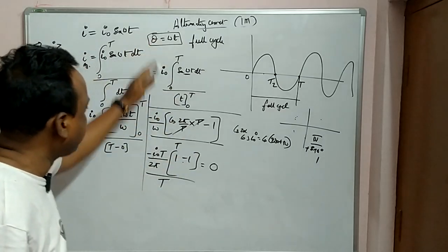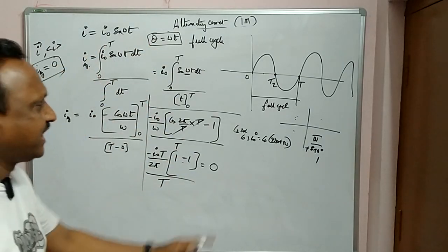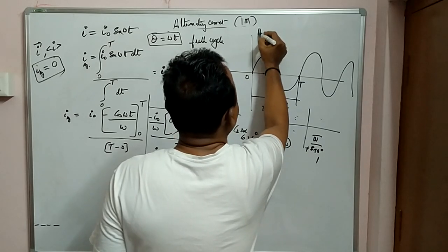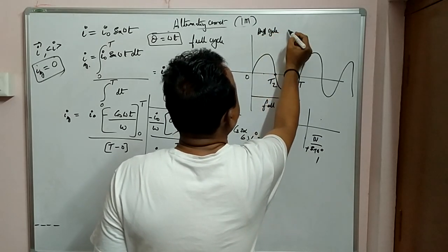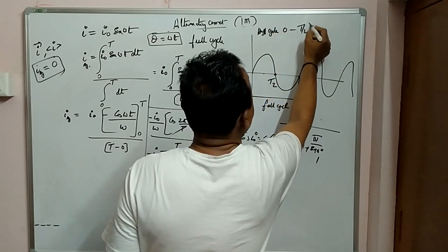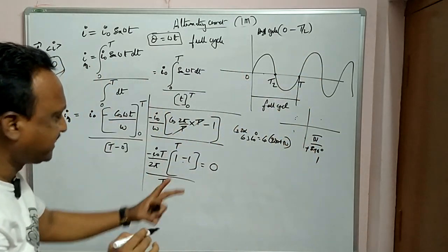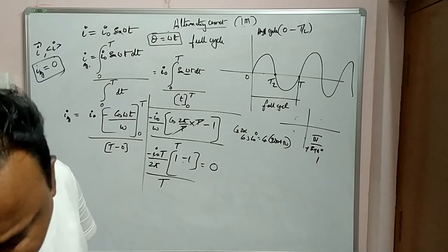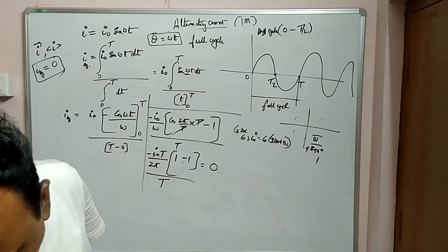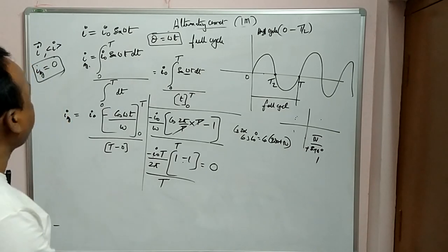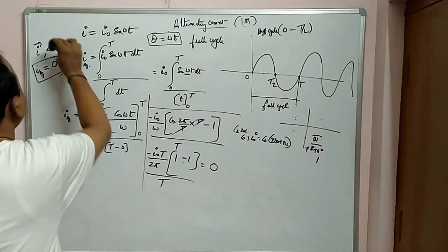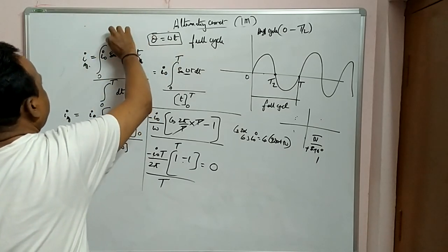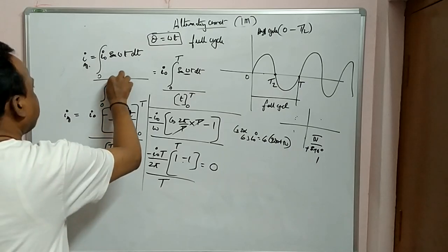Same thing, please copy it. Half cycle means nothing else, the limits change. What are the limits? For half cycle the limits are 0 to t by 2, that's all, nothing else changes. I'll just change the limits, and keep the remaining all like that. So for full cycle what is the value? 0. Now let us go for the half cycle value. I am changing the limits for half cycle.